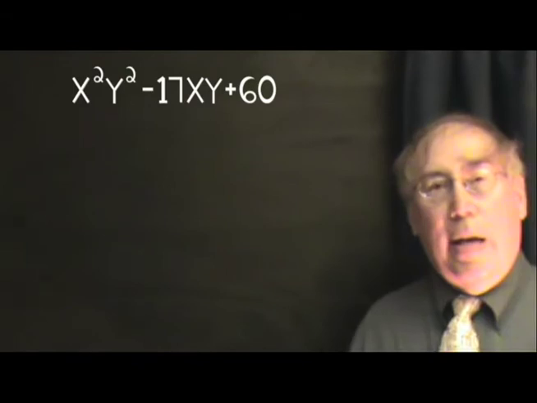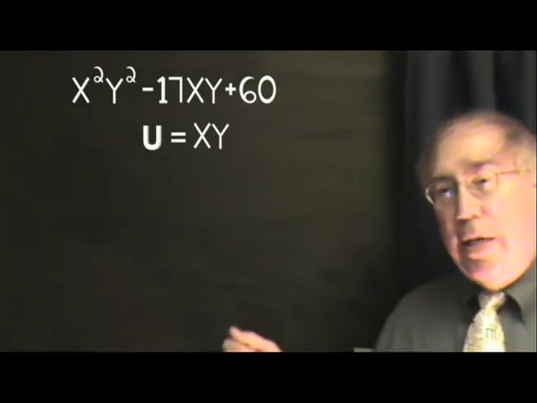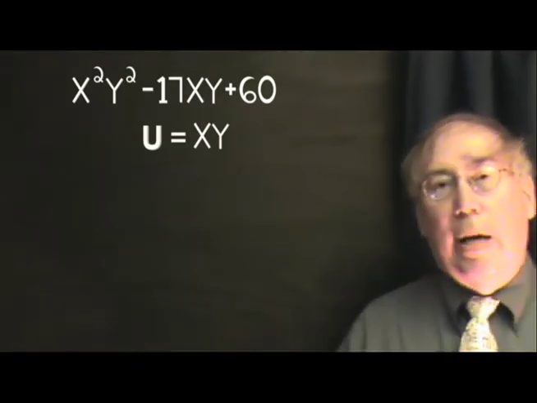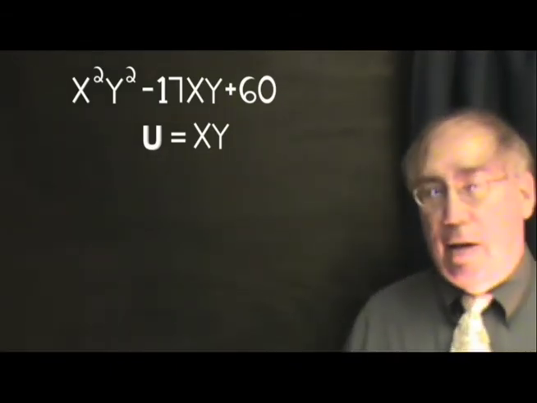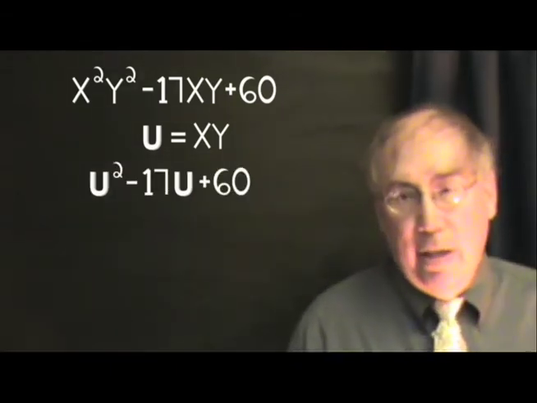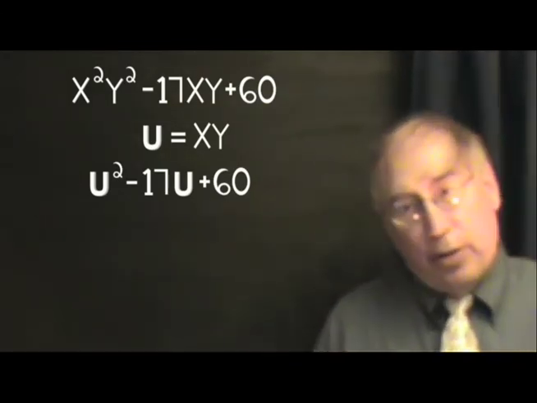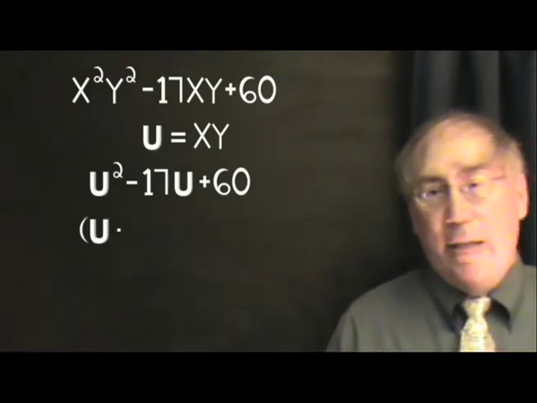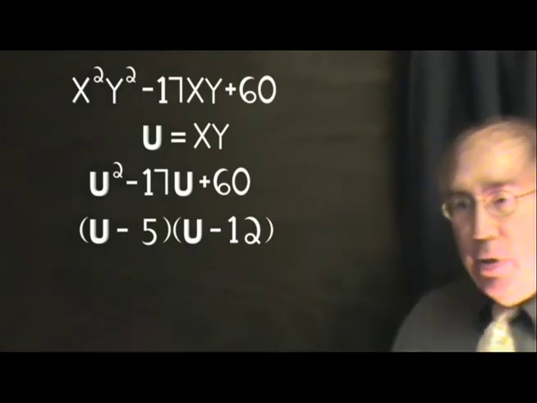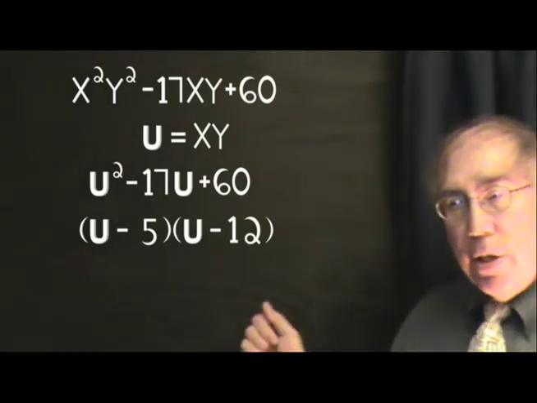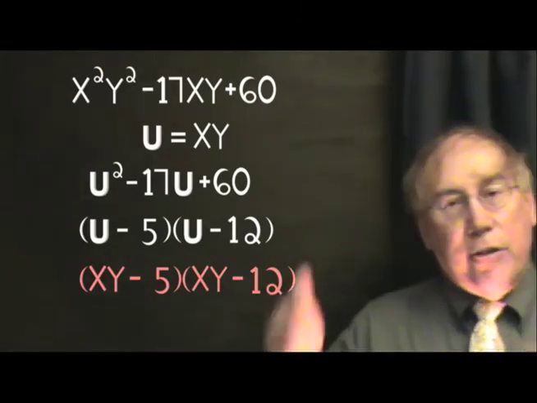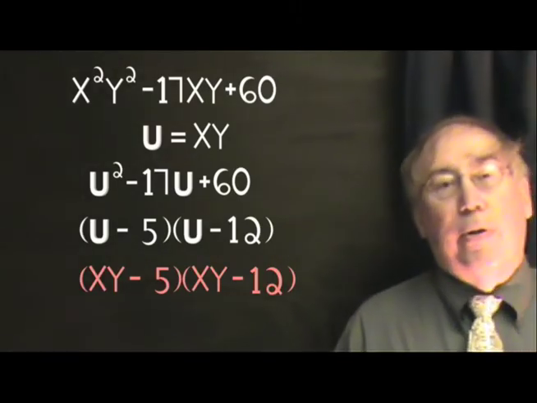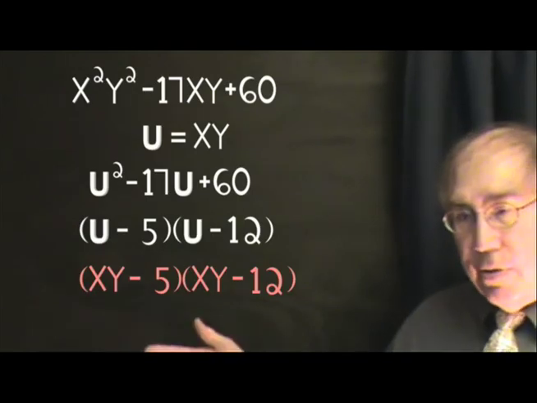Now, this is the last problem here. What we're going to do is substitute xy in for u. And this is going to simplify our original trinomial here. And we can go ahead and factor that in terms of u. And so when we do that, we get the quantity u minus 5 times the quantity u minus 12. Now substitute xy back in for u, and then we'll have our original trinomial factored.